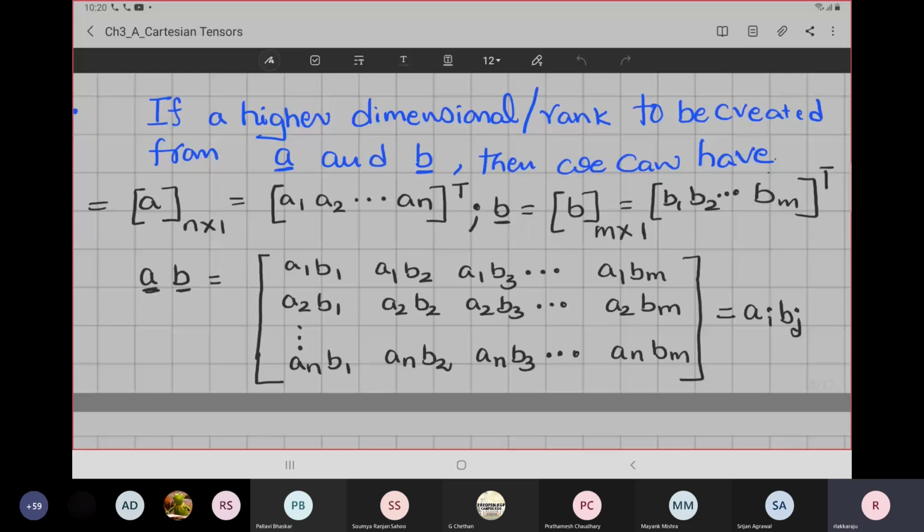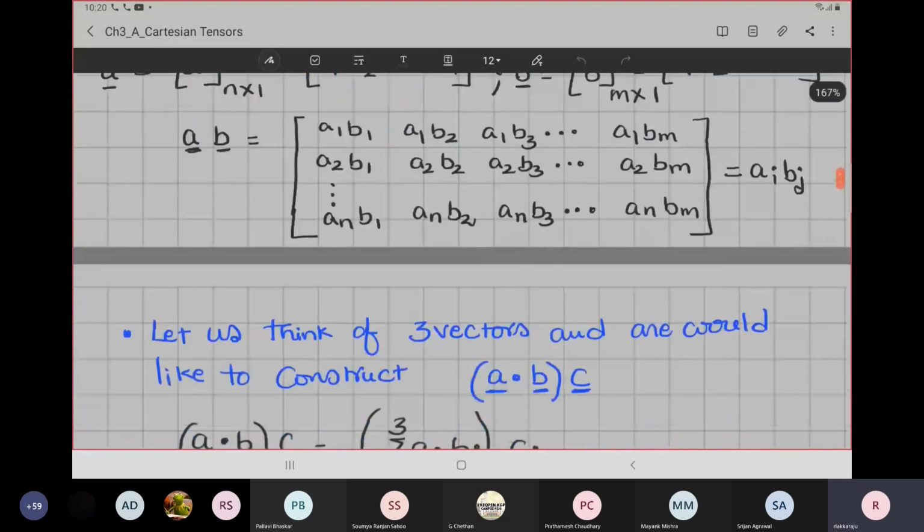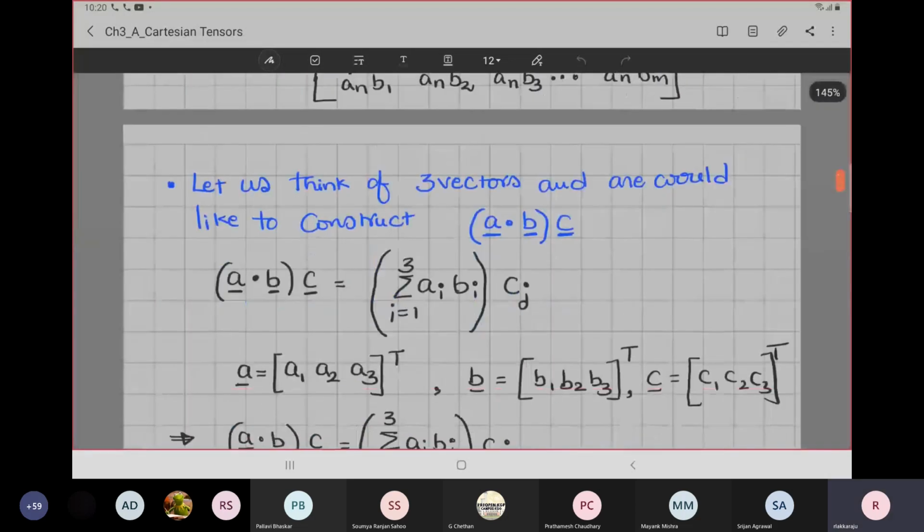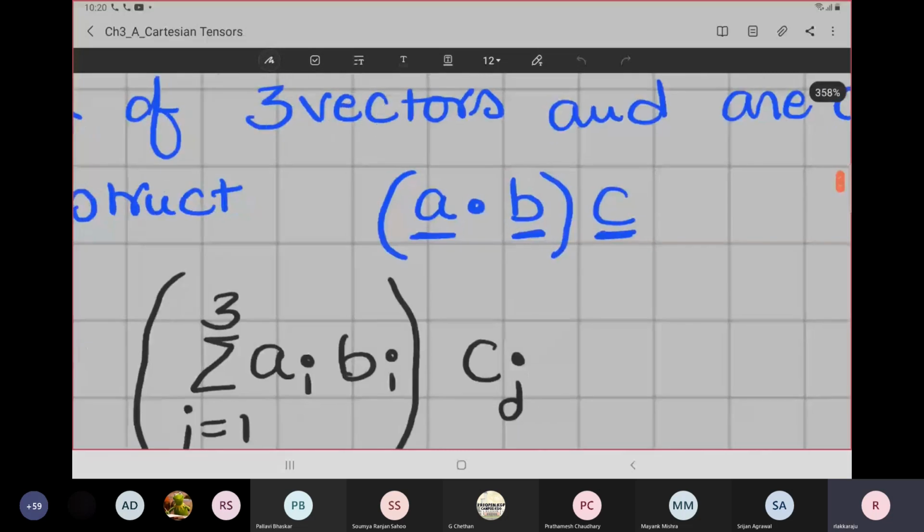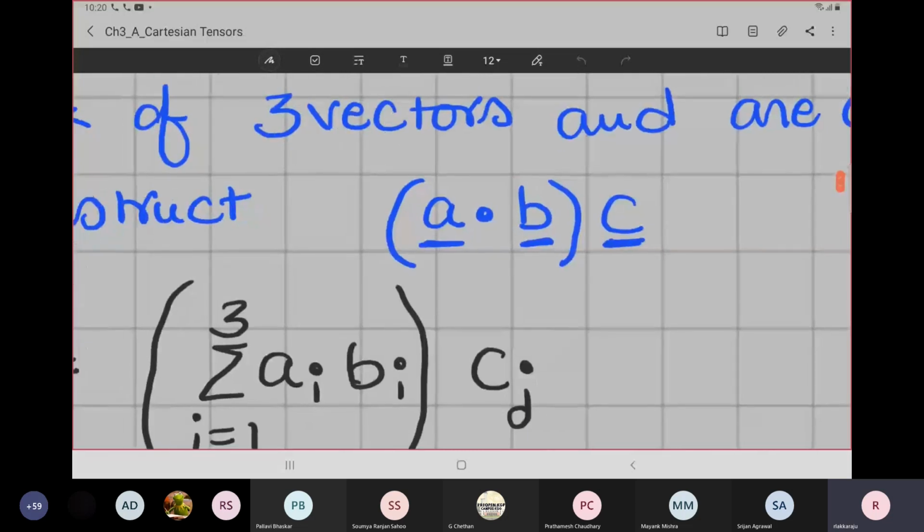Maybe there might be other combinations of reducing the matrix. That's always possible, but this is one kind of product. Now let us think of something like A dot B multiplied by C bar. What we are trying to do is learn this language. Once this language is a bit clear, then showing any equations and talking about that equation becomes easy. That quantification is what we are trying to do.